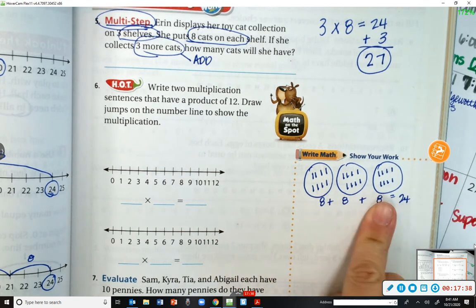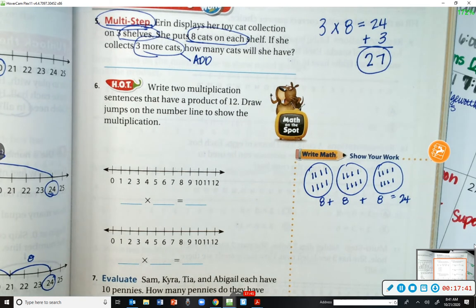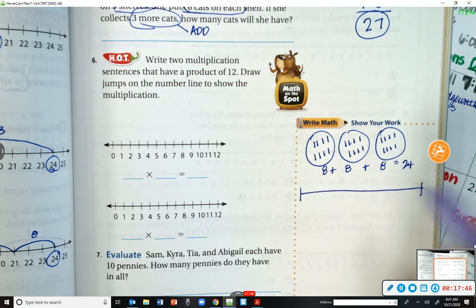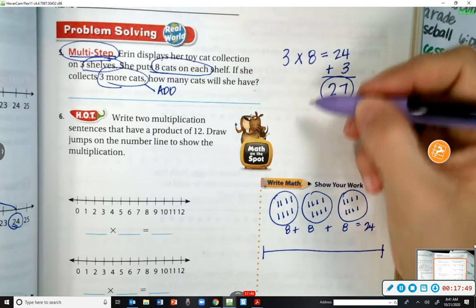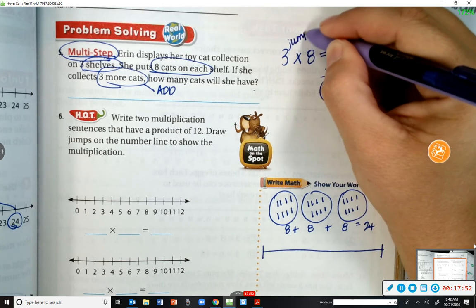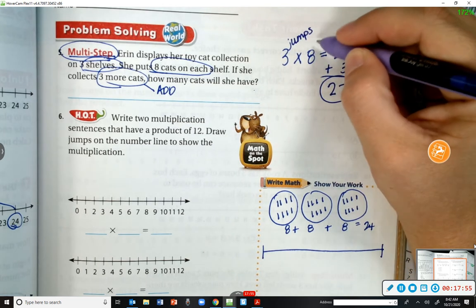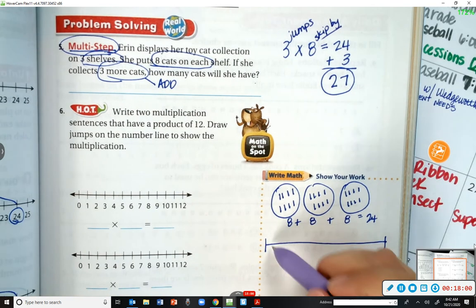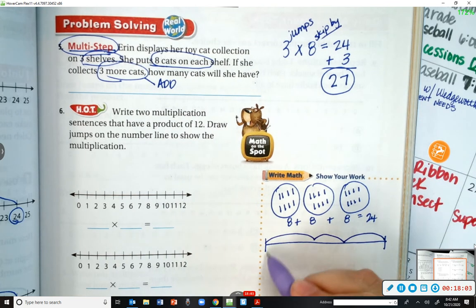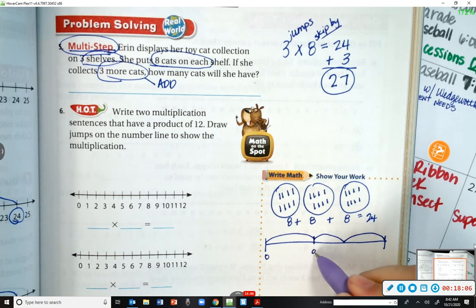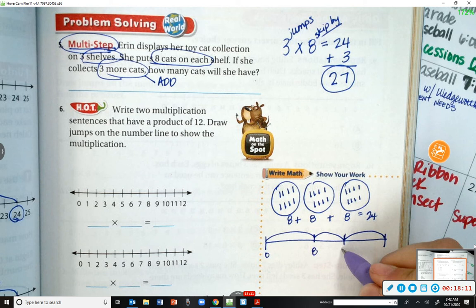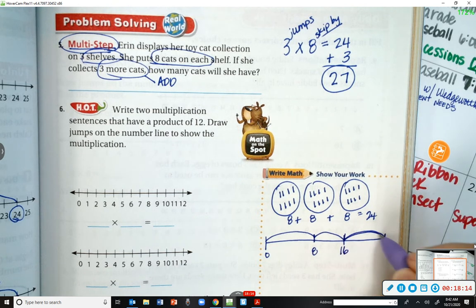Now I showed my work using equal groups. If I were to use a number line for that, you would have had to draw your own, and you would have done 3 jumps, right? 3 jumps, skipping by 8s. So I would go 1, 2, 3. My first jump would land at 8. What would my second jump land at? What's 8 plus 8? 16, and then I would land at 24.